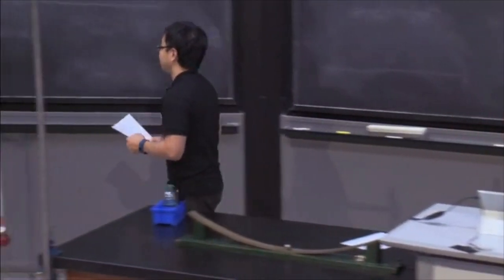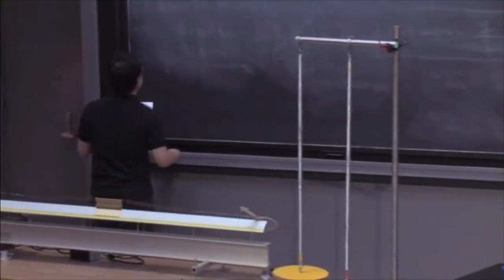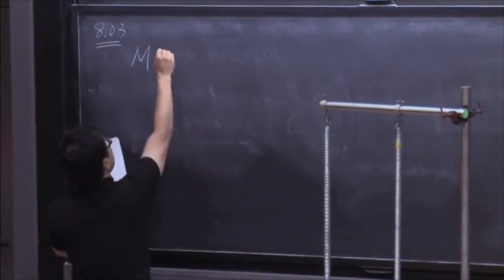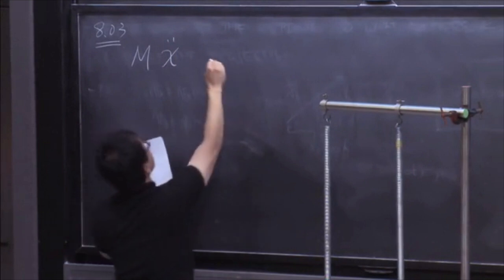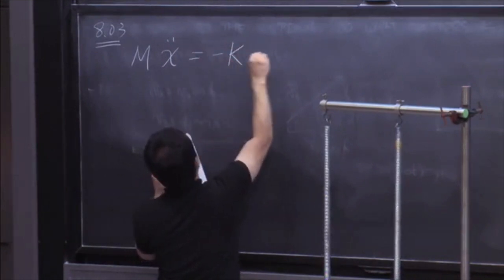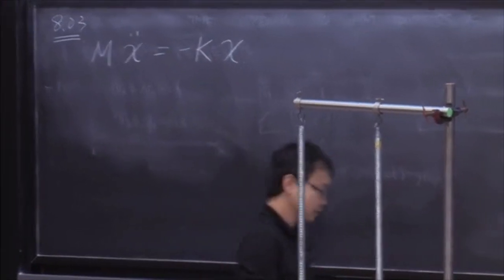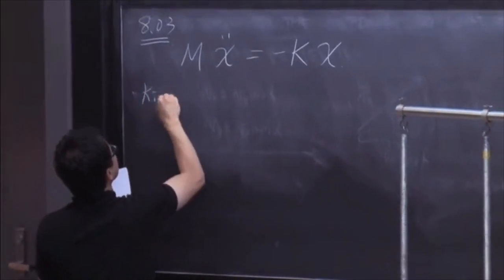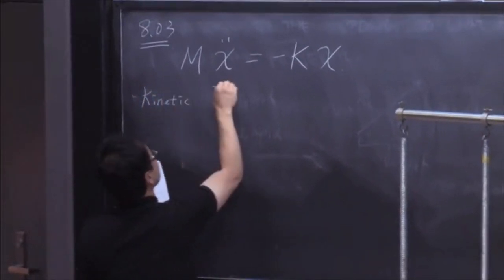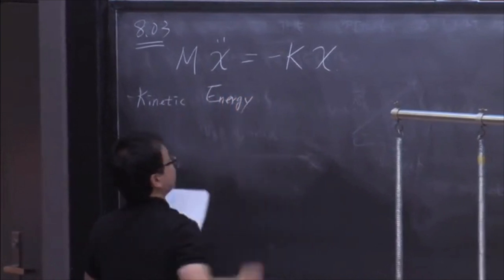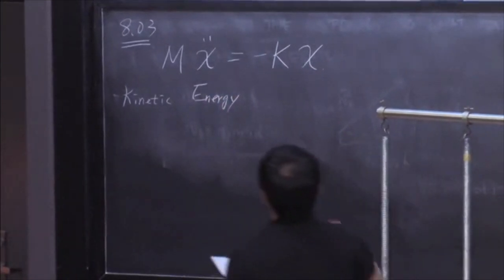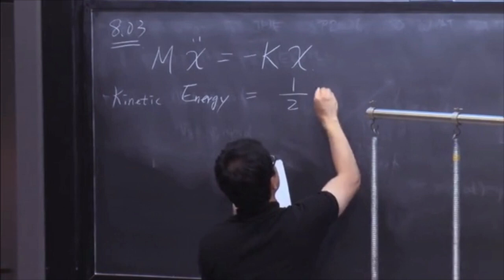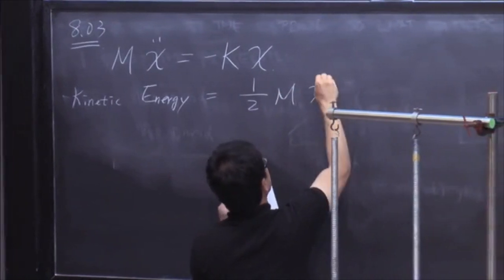Okay, so let's get started immediately. Let's continue the discussion of the equation of motion we arrived at last time. So we have m x double dot equal to minus kx, okay? That is the formula from last time. And we can calculate the kinetic energy of this spring mass system. Basically, this is going to be equal to 1 over 2 m times x dot squared.